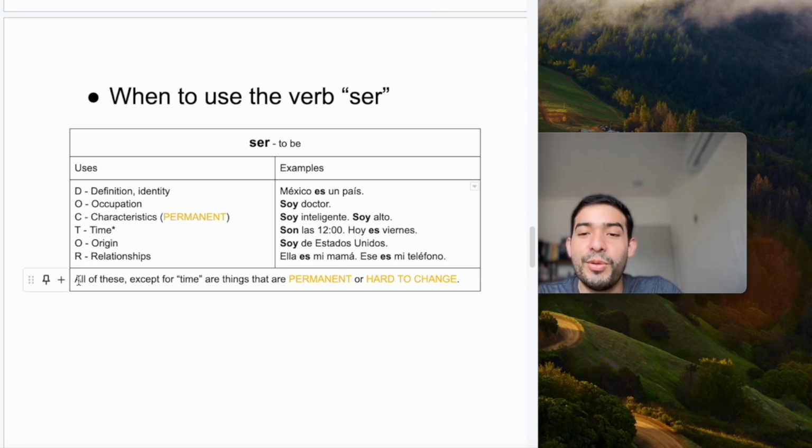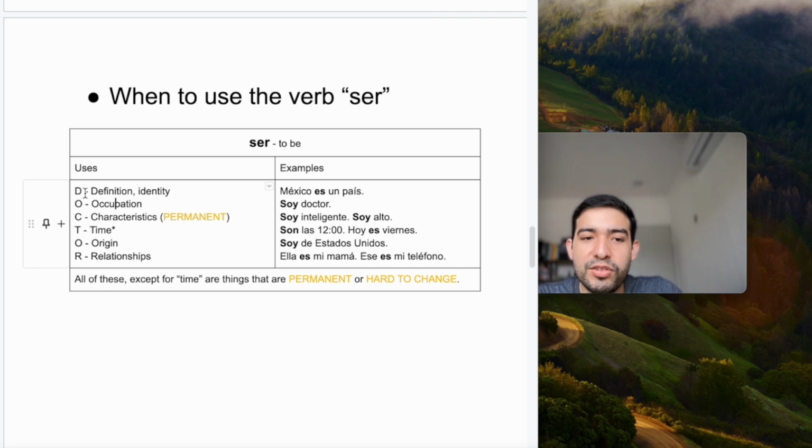Ese, that, is mi teléfono, my phone. Muy bien. Remember, I will say this 100 times. All of these, except for time, are things that are permanent or hard to change. ¿Sí? Muy bien. Remember, doctor, D-O-C-T-O-R.